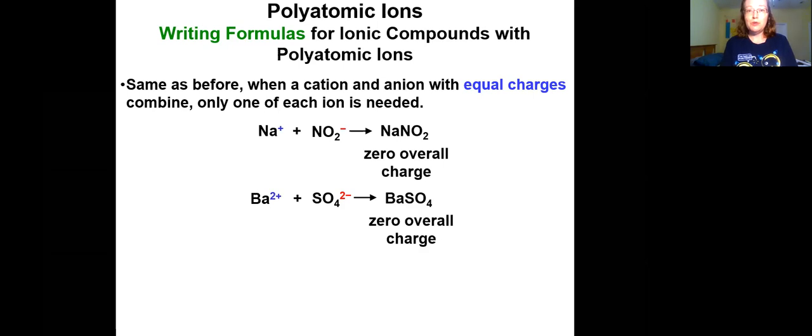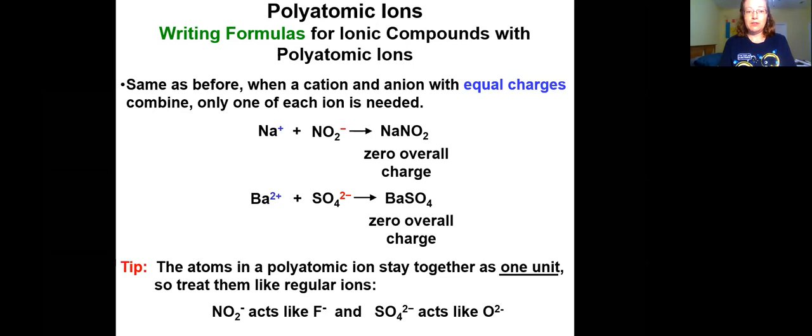Barium in group 2A is combining with the sulfate ion. Sulfate ions have one sulfur and 4 oxygens that are bonded together. They move as one unit. That unit has a -2 charge overall. Well, if I hook them up with barium, I only need one of each. The charges cancel out. We have a neutral ionic compound.